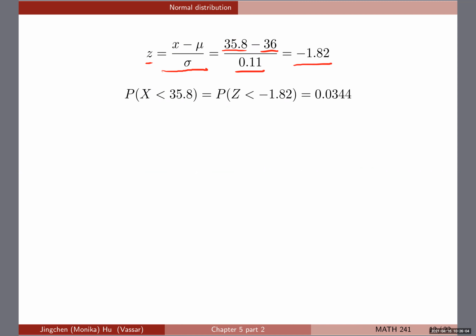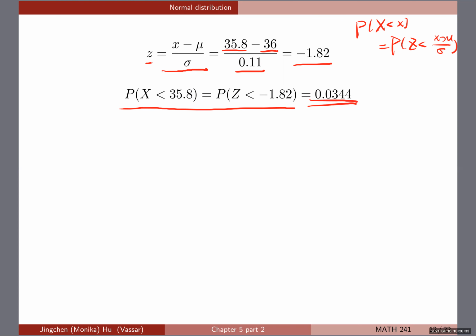1.82. Like we showed before, the probability of X being smaller than x will be equivalent to the probability of Z being smaller than (x minus mu) divided by sigma, once we do the standardization. So this is equivalent to this. That's why we're able to replace the probability of X smaller than 35.8 with the probability of Z smaller than negative 1.82. So this number, how do we come up with that?